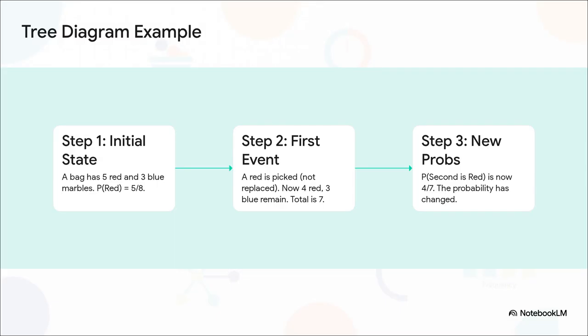And this is a perfect illustration of how that dependency works on a tree diagram. Look at the probabilities for the second pick. They're all out of 7, not the original 8. Why? Because one marble has already been taken out, and crucially, it was not replaced. So the probabilities for the second event literally changed based on what happened in the first event. That is the core idea of a dependent event.